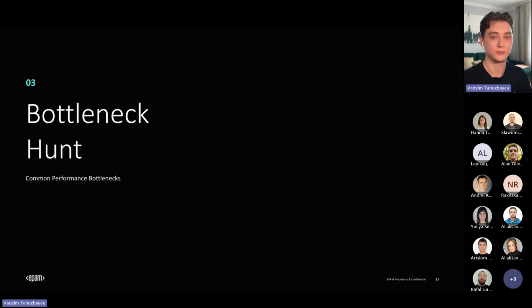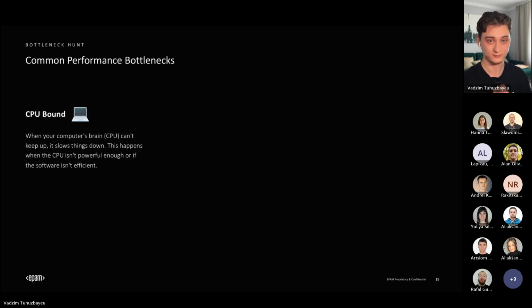When you're all about boosting performance, you've got to watch out for some common issues that can slow down your system. Here is a quick list of things to watch out for. And the first one is CPU bound. When your computer's brain, or CPU, can't keep up, it slows down. It's like a tired runner in a race.